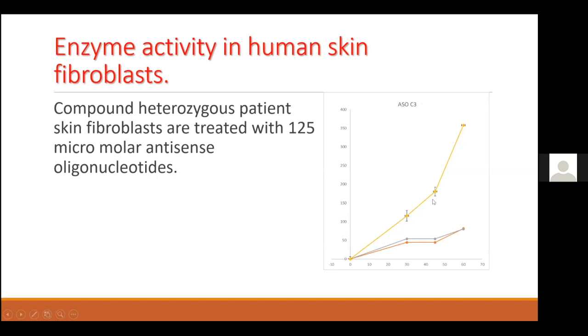This much enzyme activity generates the condition that heterozygous individuals have. And as we know, heterozygous individuals do not progress in the disease, or they do not manifest it. So if we can use these antisense oligonucleotides, we have a chance to improve the symptoms.